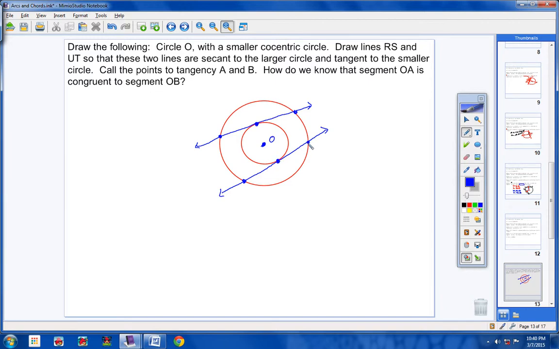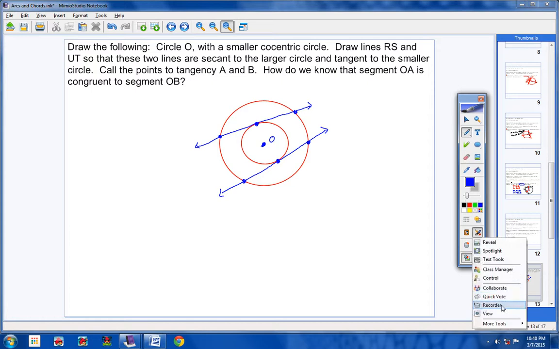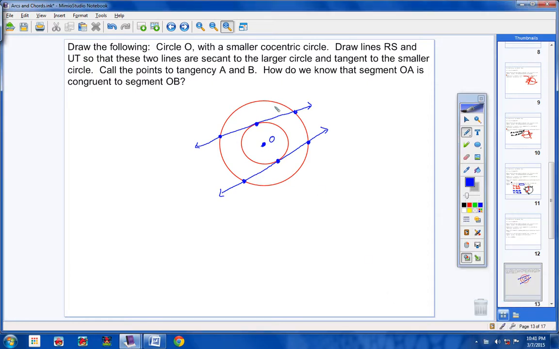Okay, students, now let's continue on. Hopefully you understand what it's saying to do. Draw a line that intersects the outer bigger circle twice, and it intersects the inner smaller circle one time. And now, let's call these points of tangency A and B. Those are your points of tangency. Now, how do I know that segment OA is congruent to segment OB? Alright, how do I know that?